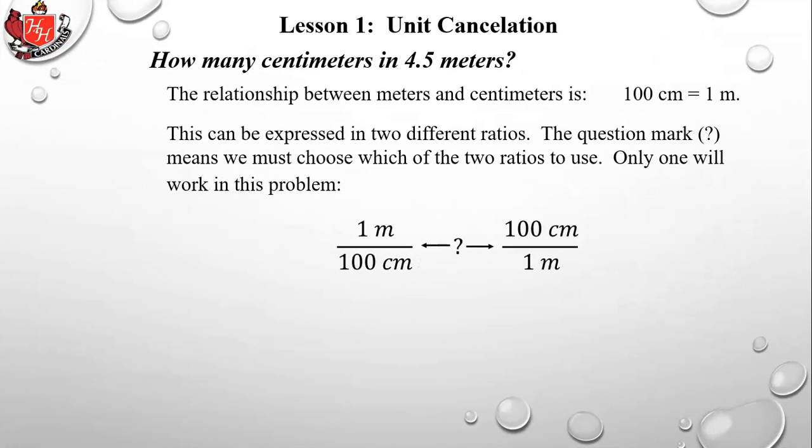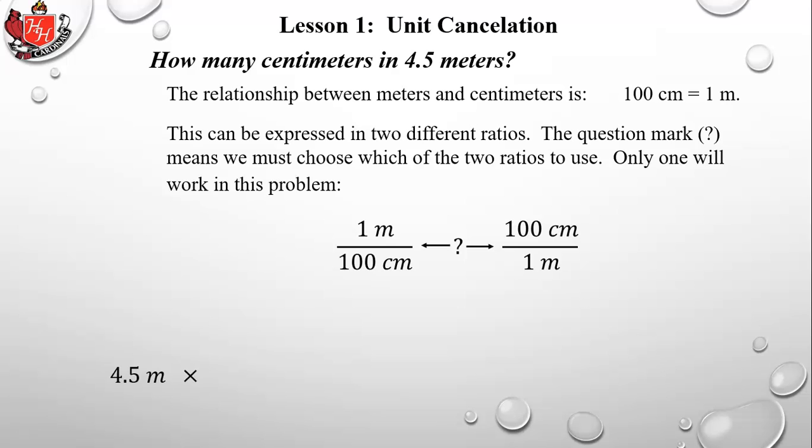Okay, so the relationship between meters and centimeters is 100 centimeters to 1 meter. So this can be expressed as 2 different ratios. The question mark means which one do we choose? Which of these 2 ratios do we choose? Only one will work in this problem.